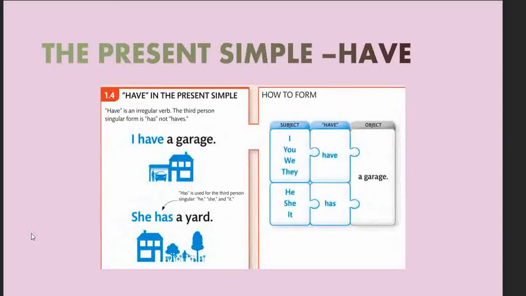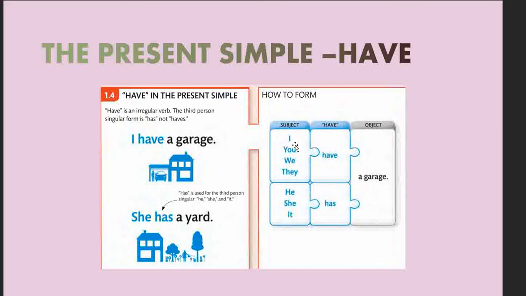The present simple with have. Have is also one of the auxiliaries. Have in the present simple. Have is an irregular verb. The third person singular form is has, not haves. Do not add any s to it because for singular we use has. I have a garage. She has a yard. He is also used as a third person singular. He, she and it will take has.